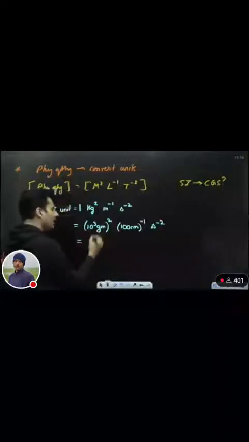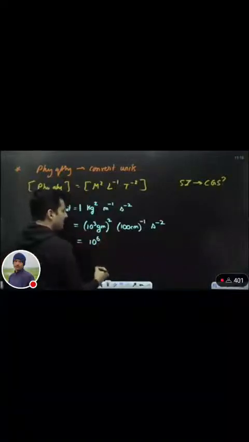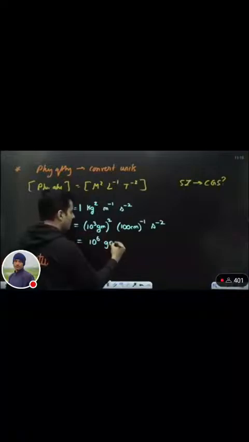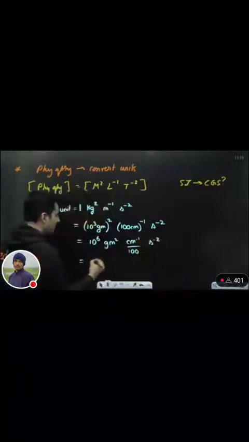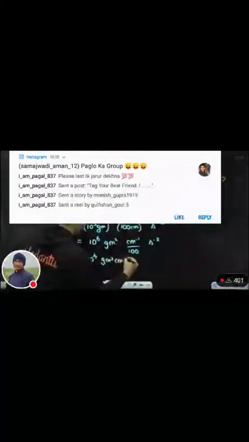10 to the power 3 raised to 2 will make it 10 to the power 6. Then this gram square, leave it as it is. 100 raised to minus 1, just think of it as 1 by 100. And this is s raised to minus 2. This will become 10 raised to 6, and 2 zeros will cancel. This will become 10 raised to 4 grams centimeter raised to minus 1 second raised to minus 2. This is basically 10 to the 4 CGS units. So 1 SI unit is 10 to the power 4 CGS units.